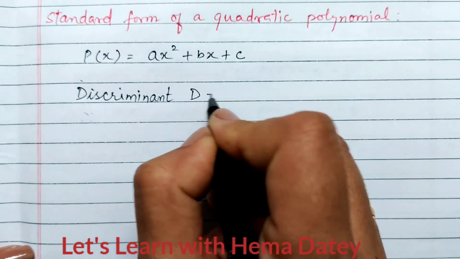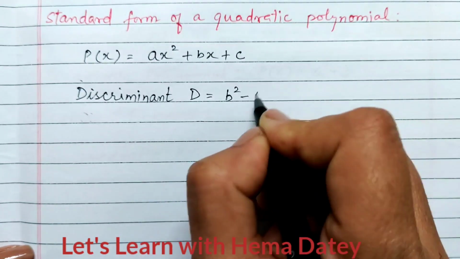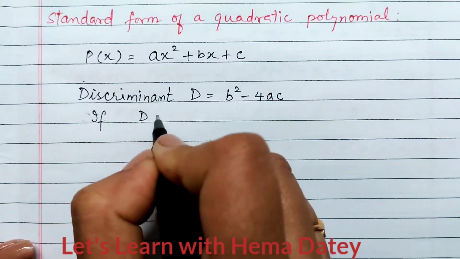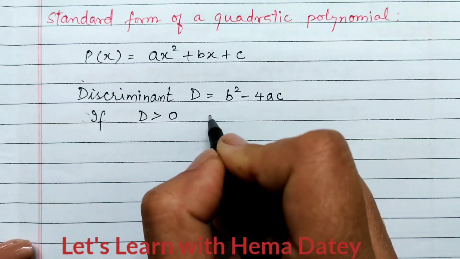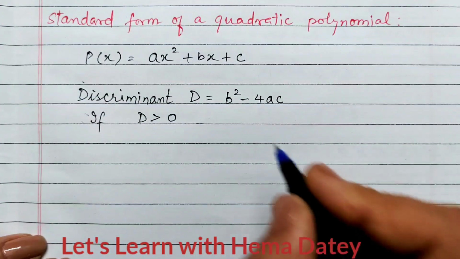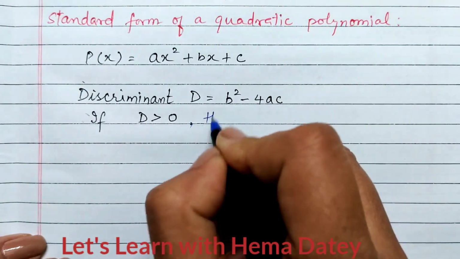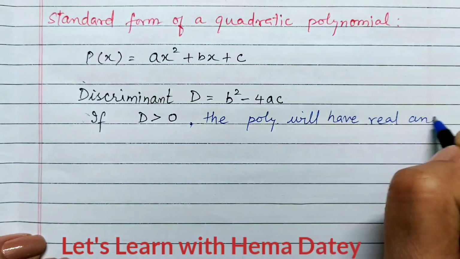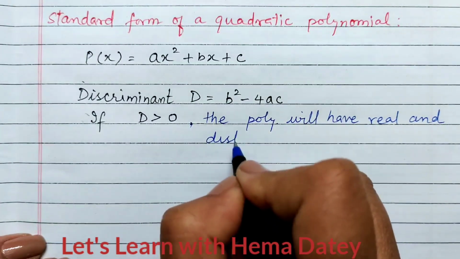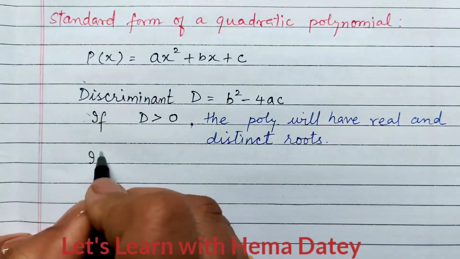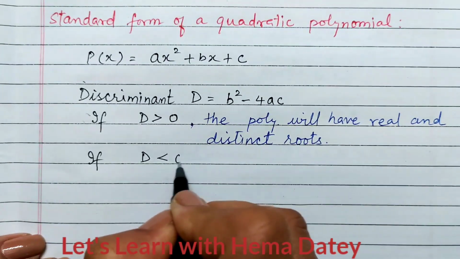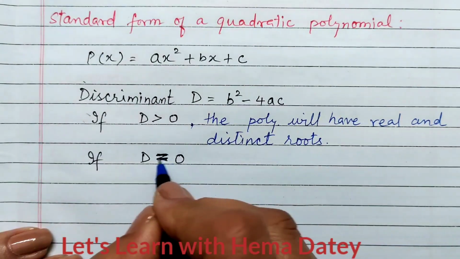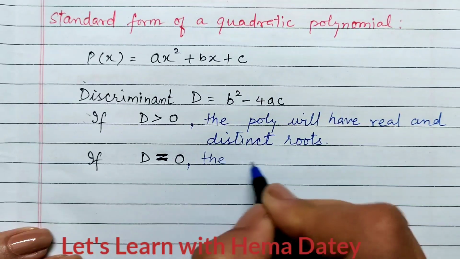The discriminant decides the nature of the roots of the polynomial. Discriminant D is equal to b square minus 4ac. If D is greater than 0, the polynomial will have real and distinct roots. It means you will get two roots of the polynomial and they will be real and different. If the value of the discriminant D is equal to 0, then the quadratic polynomial will have real and equal roots.